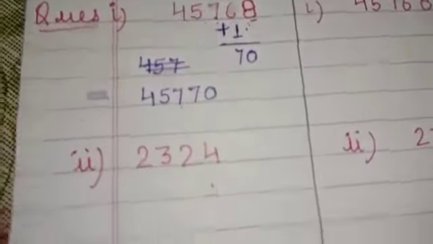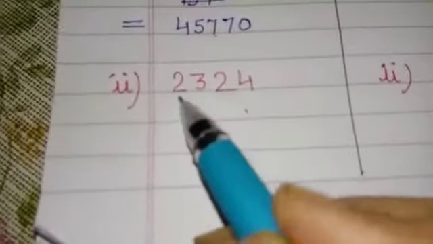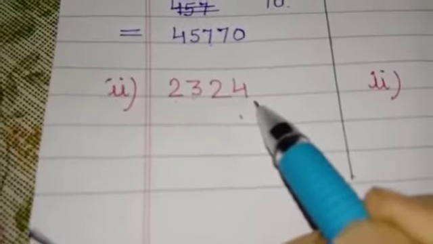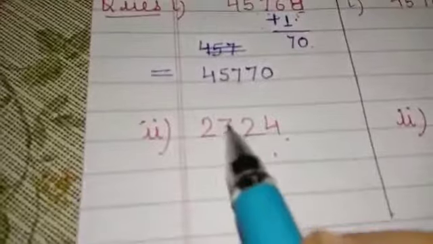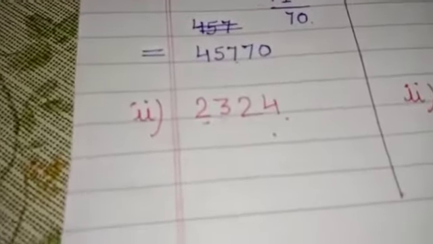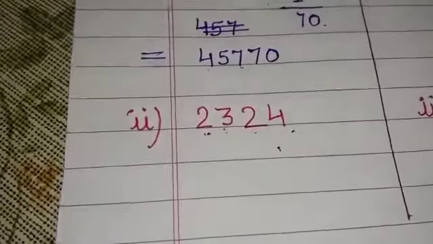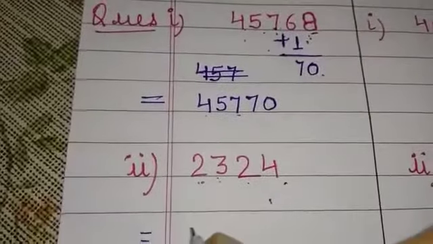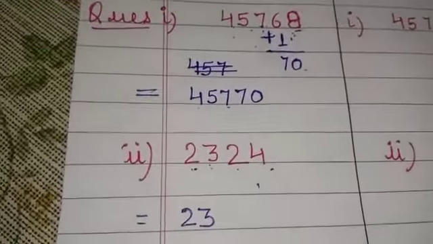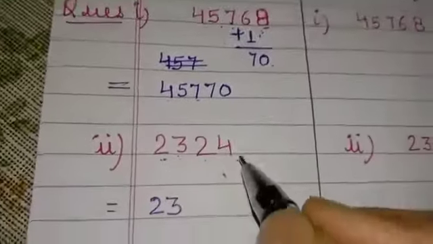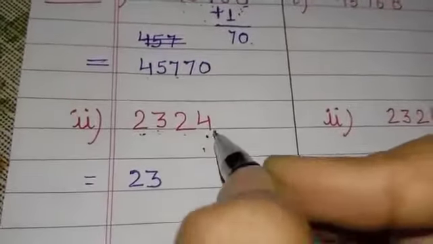Okay, the next one, 2324. As we are doing nearest tens, these two digits will remain the same. So let's write 23 and see what we have at ones place. We have 4 at ones place.